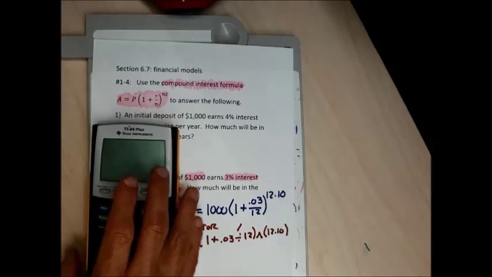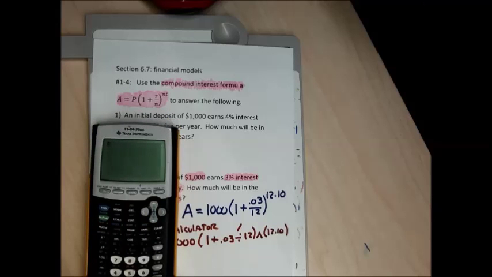So let me just do this best I can now. So I'm going to go 1,000, parentheses 1 plus 0.03 divided by 12, up arrow, 12 times 10. And because this is money, even though the problem didn't say to round to 2 decimals, I'm going to round to 2 decimals.